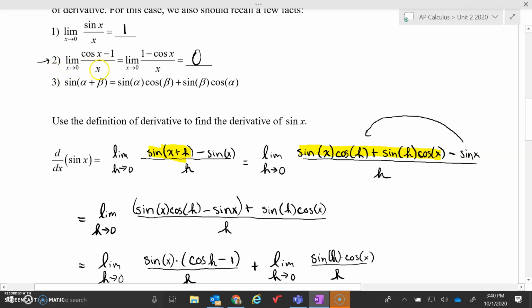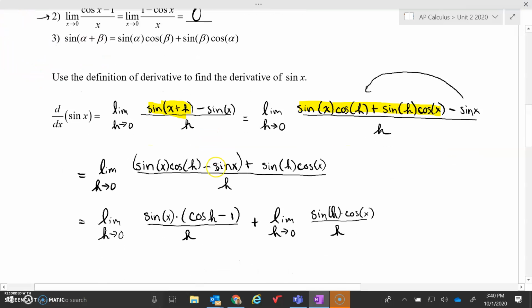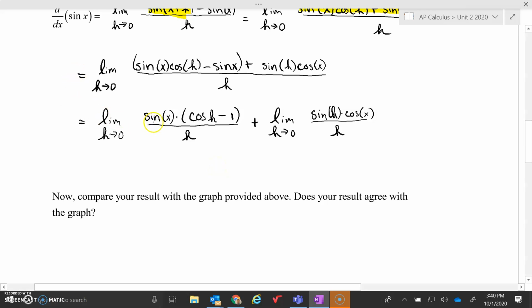I see that property in the first term, cosine h minus 1 over h as h approaches 0. And I see this property in the second term, sine h over h as h approaches 0. So I know that these properties up here say x, but it doesn't matter what letter it is as long as that letter is the same letter. Okay, so basically I could write this first one as the limit as h approaches 0 sine x.